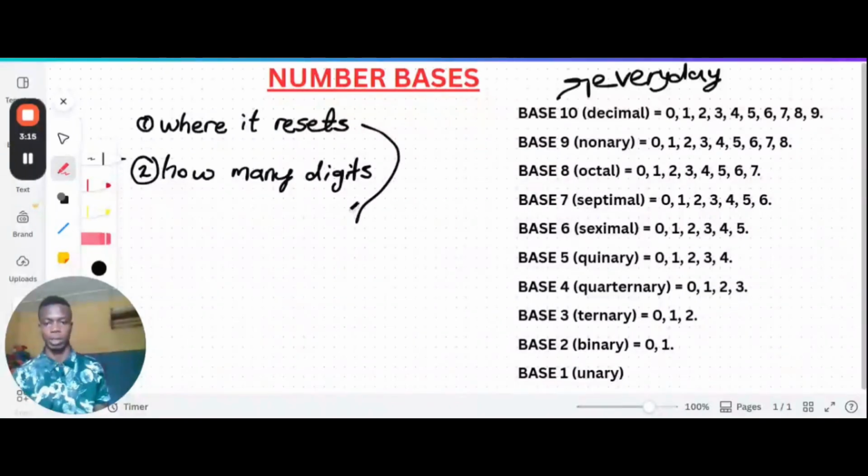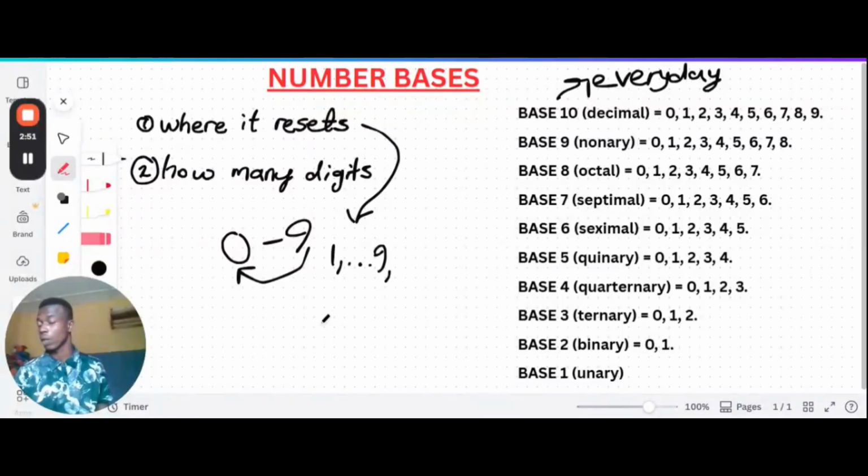Where it resets. There are only 10 digits in base 10 from 0 to 9. This means that once you've counted from 0 to 9, once you reach 9, if you want to add one more digit, you're going to reset. By resetting, I mean you're going to go back to 0. Let's say, for example, you count 1 to 9. What's the next number after 9? Remember, base 10. You have to reset. You reset, you go back to 0. And when you go back to 0, you're going to put 1 before the 0.